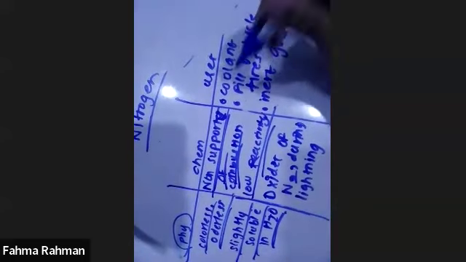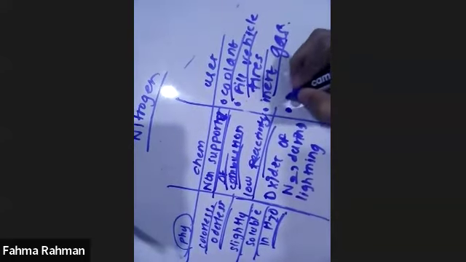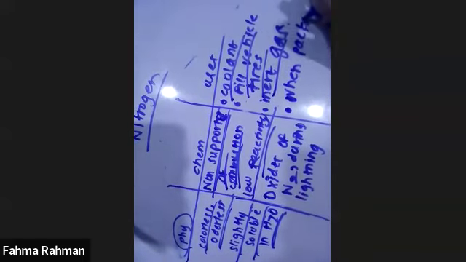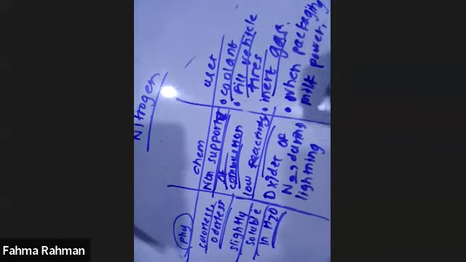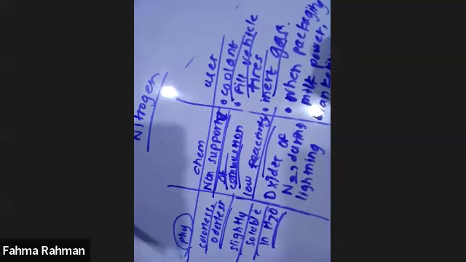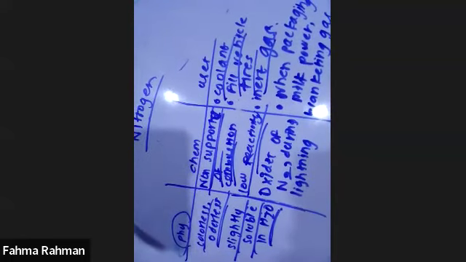And then the uses of nitrogen are: it is a coolant to fill vehicle tires, it is an inert gas, and when packaging milk powder, nitrogen is used as a blanketing gas. These are the uses of nitrogen. So nitrogen is a very, very important non-metal in the industrial sector.